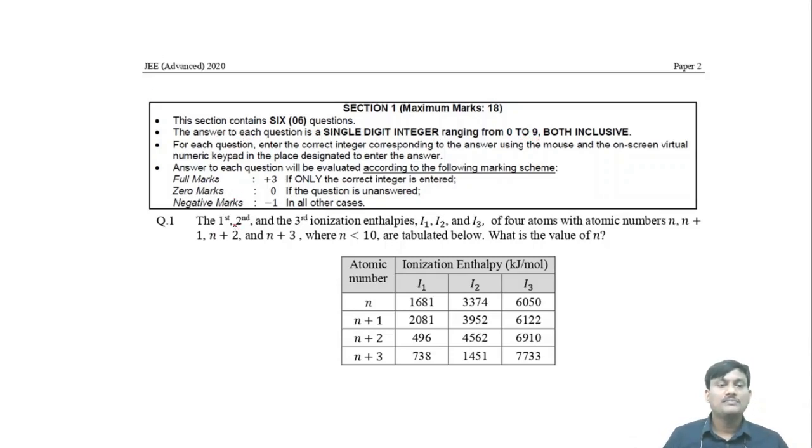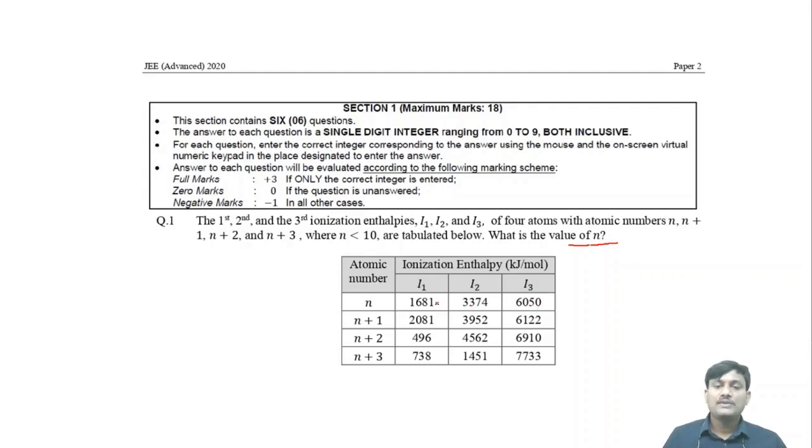Here is the first question. The first, second and third ionization enthalpies I1, I2 and I3 of 4 atoms with atomic numbers n, n plus 1, n plus 2 and n plus 3, where n is less than 10, are tabulated below. What is the value of n? You have to find out the value of n. For atomic number n, the first ionization is 1681, second ionization 3374 and the third ionization 6050.